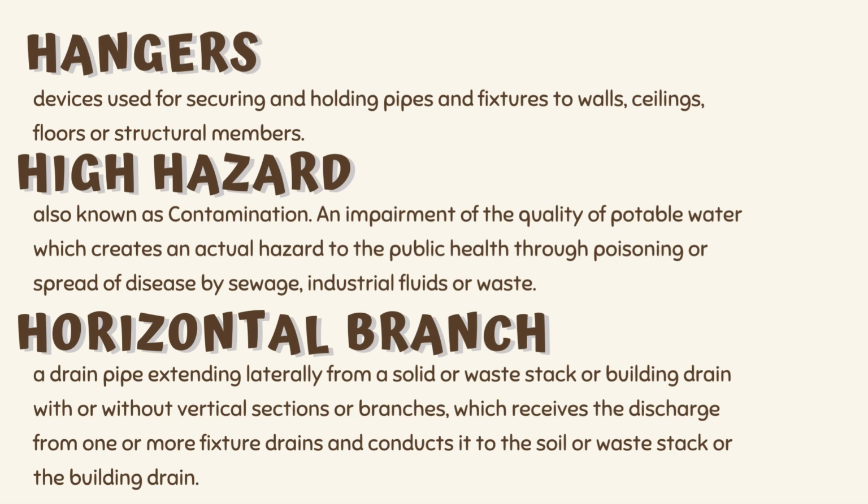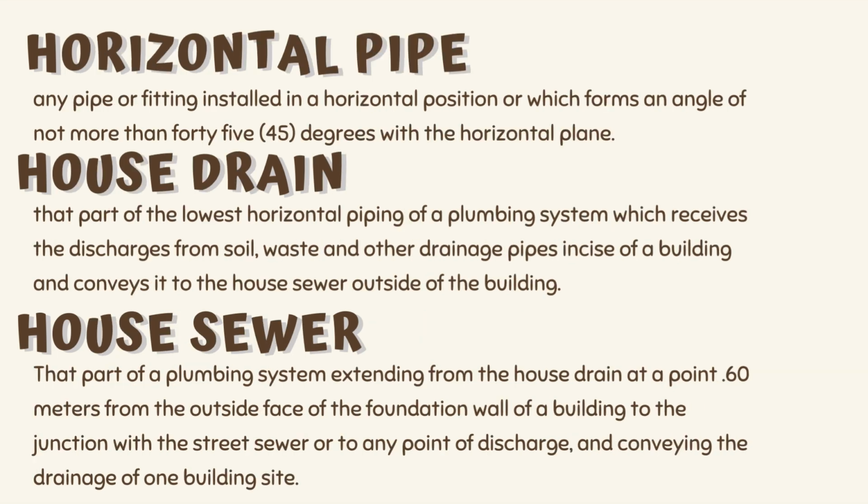Horizontal branch: a drain pipe extending laterally from a soil or waste stack or building drain, with or without vertical sections or branches, which receives the discharge from one or more fixture drains and conducts it to the soil or waste stack or the building drain. Horizontal pipes: any pipe or fitting installed in a horizontal position or which forms an angle of not more than 45 degrees with the horizontal plane.